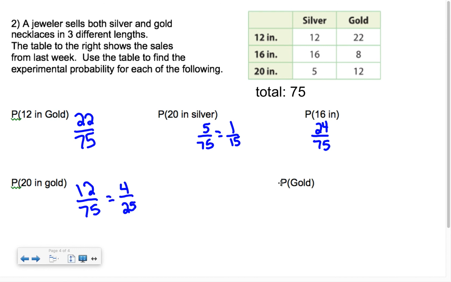Now the probability of just gold. If we're looking at gold here, we don't care what length it was, we just care that it was gold. 22 plus 8, that's going to give us 30, plus 12 is going to give us 42. So there were 42 gold necklaces still out of the 75, which simplifies to 14/25.